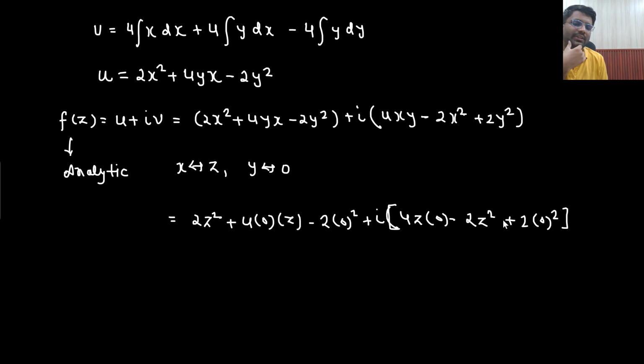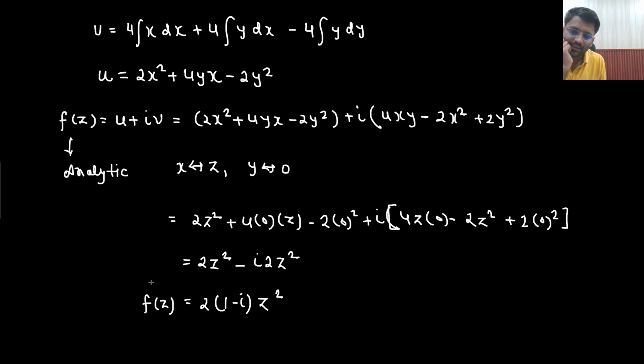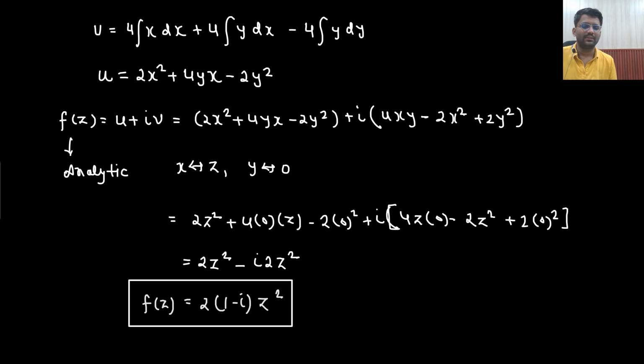Right? So this is 0 only, this is 0 only. What it will become? Minus 2z square, this will be also 0, this will be also 0. So 2z square minus iota 2z square. This is what you are getting, right? 2z square minus iota 2z square. So 2 into 1 minus iota z square. This is your f of z. This is the answer. 2 into 1 minus iota z square. Is that understandable to you?